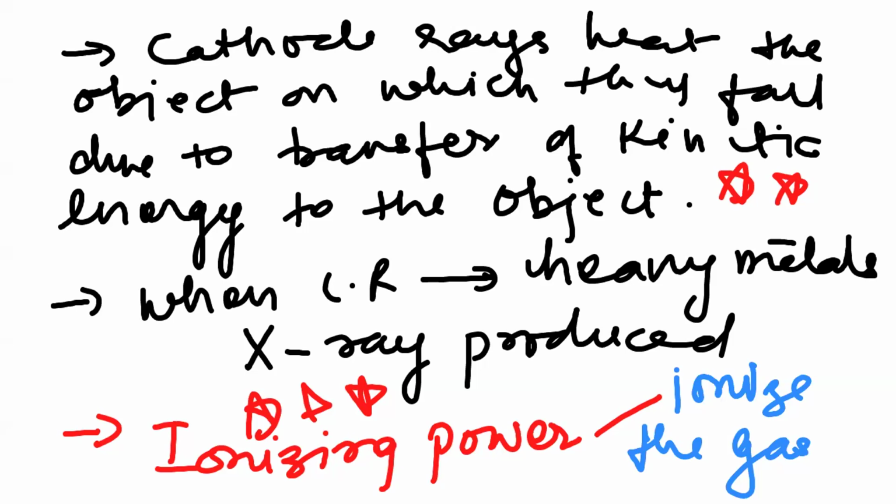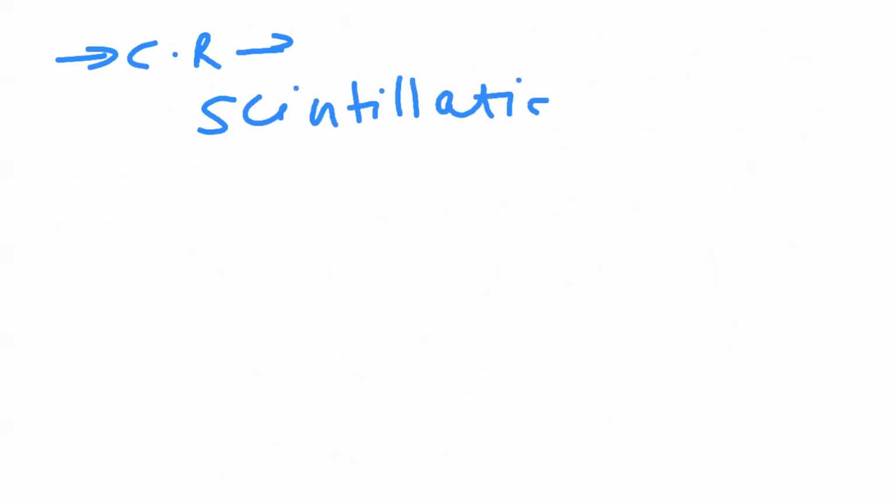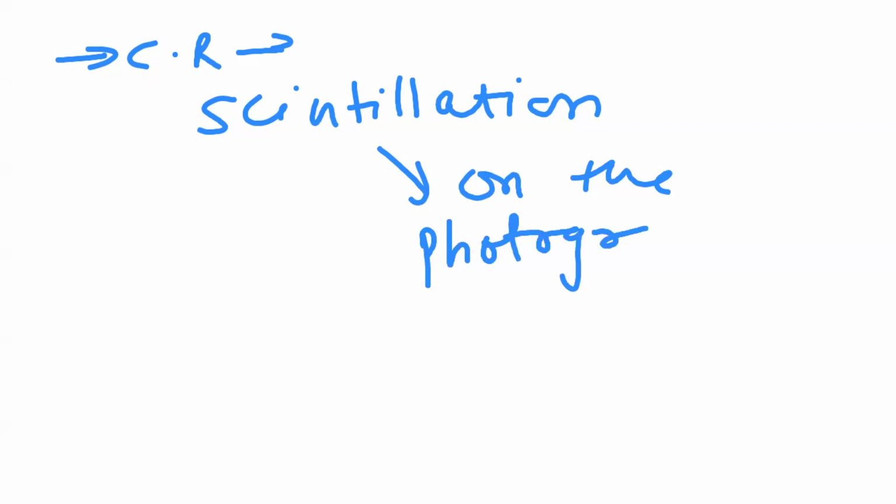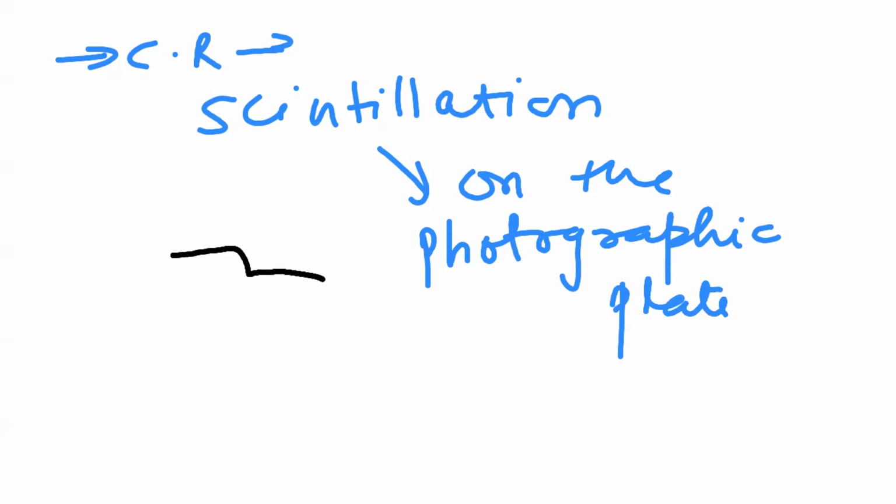So what we see next is that cathode rays produce scintillation. It produces scintillation on the photographic plate. Scintillation means what? We saw on the back side of the anode a green glow. Yes, it was created on the photographic plate.